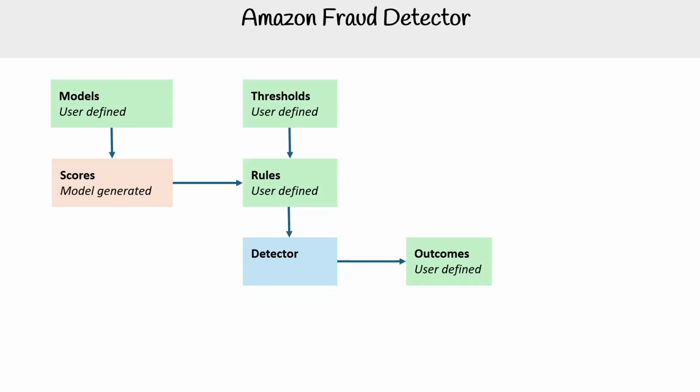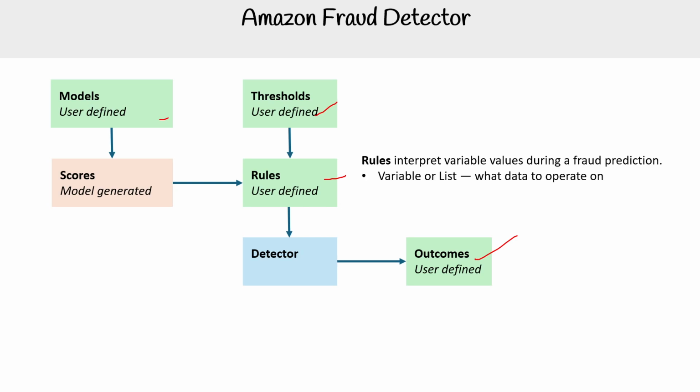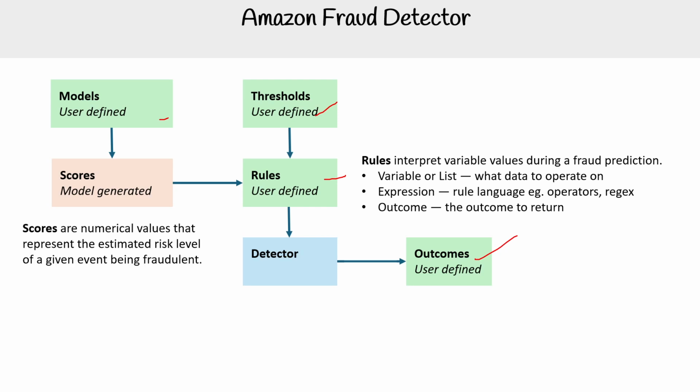There's a lot of components here for Fraud Detector, so I have this little visualization because there's a lot of things that you have to define. So like your model threshold, rules, and outcomes. Rules interpret variable values during a fraud prediction. You have either variables or a list of variables to operate on. You have to define expressions, maybe with regular expressions, and then you'll say what outcome you want to occur.